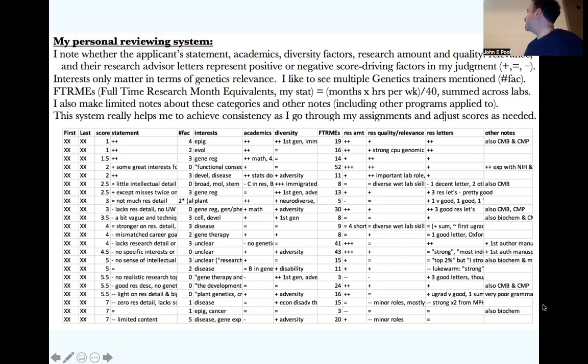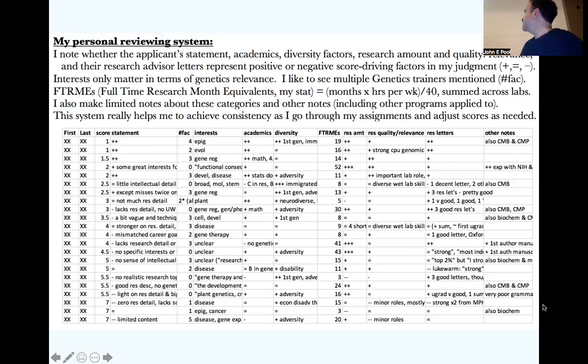But you also see down here cases where there's very little research experience. I actually converted these into my FTRMEs, or there's concern about the role that they played, that they didn't really have a project, or a sub-project that they were taking some level of ownership for, or maybe the letters were not as strong as we were looking for. So that sort of thing.